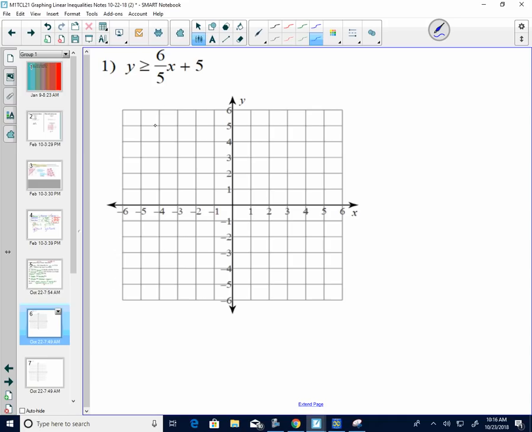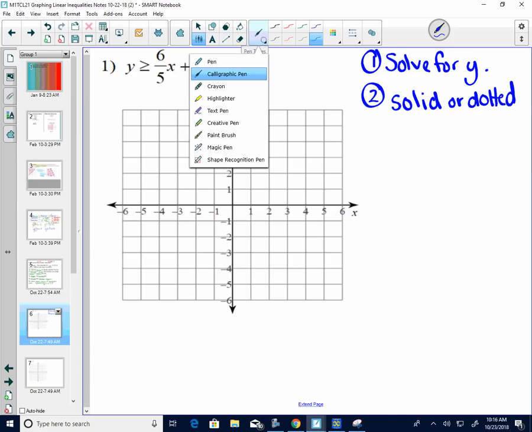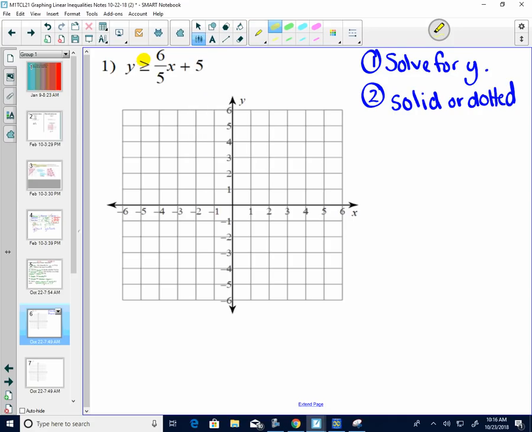This one is an easy example. Already solved for y. Check. So step 1 is let's solve it for y if it's not already done. So done. Step 2 is let's determine solid or dotted. So when I look for solid or dotted, I have to look at the symbol. So here's our symbol. It's a greater than or equal to. So it is equal to, because of that line right there, I can write the word solid. When I graph this, it's going to be a solid line.